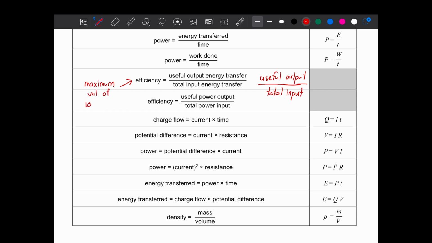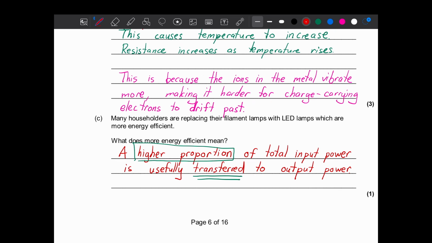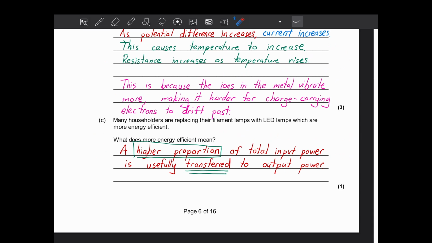Remember that efficiency has a maximum value of 100%, or if you're working it out, you should get a decimal that is less than 1. Right, going back to that question, just because it's so important, you really should memorize this before your exam. Let's just read it again. A higher proportion of total input power is usefully transferred, special emphasis on useful as well, into output power. Okay, so it's input being usefully transferred to output. Please remember that. Let's move on.